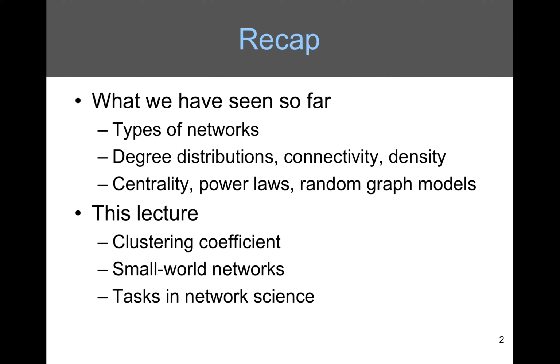In this lecture, we're going to focus on three additional areas. First, we're going to define something called the clustering coefficient. This is going to be a very useful notion that we'll build upon in future lectures. We'll talk about what it means for a network to be a small world, and there's a very precise technical way to define small world networks, and we'll talk about that.